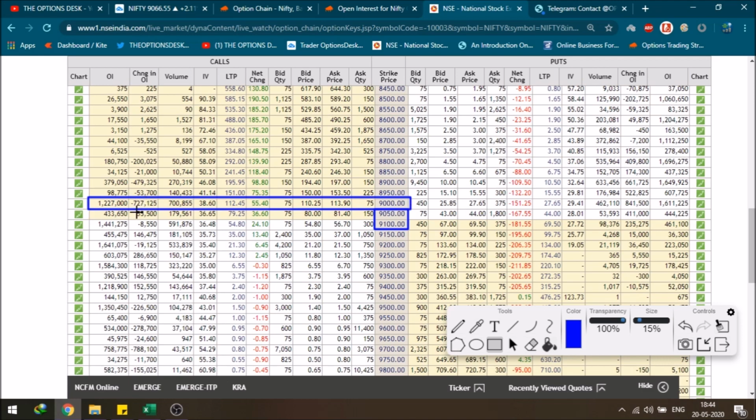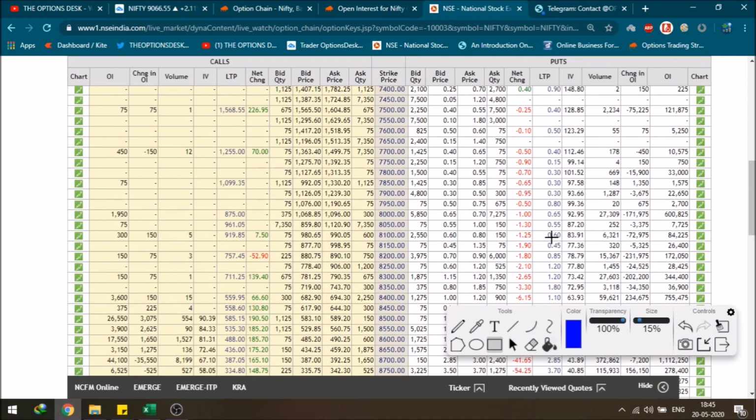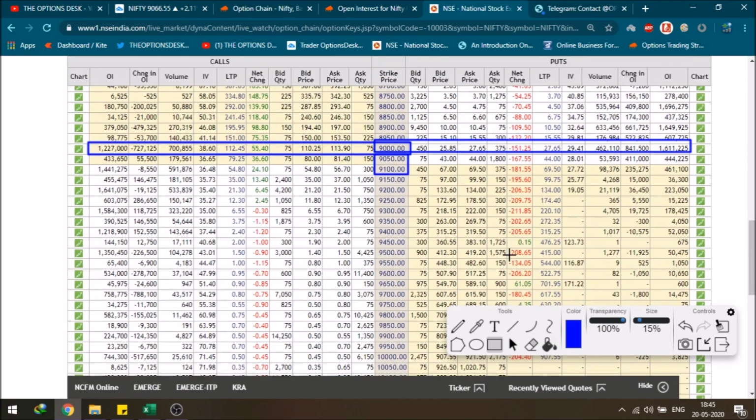7,27,000 of the call writers covered their positions, and on the other hand, there was very major put writing at this particular level, that is at the 9,000 level. Around 16 lakh contracts are there, and 8,41,000 have been added. The put writers added positions; previously it was around 8 lakh, and 8 lakh was added today itself. As you can see, this is the level for the Nifty 50. This is the expiry of the 21st of May, at 9066. I am analyzing the 21st of May expiry, and I am not analyzing the final May expiry.